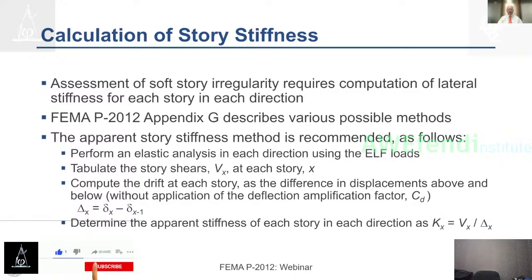As a result, we suggest that you use what we call the apparent story stiffness method. The idea is, instead of trying to do a whole bunch of hand calcs on stiffnesses of each story, we apply static ELF forces, we tabulate story shears and story drifts, and we consider the apparent story stiffness to be the shear in the story divided by the drift in that story. That'll help us to quantify the issues.